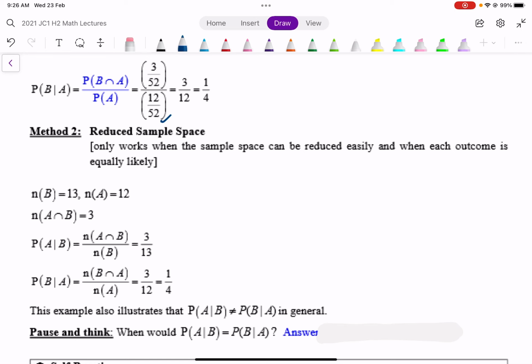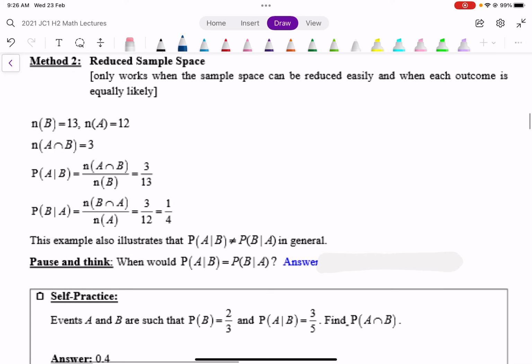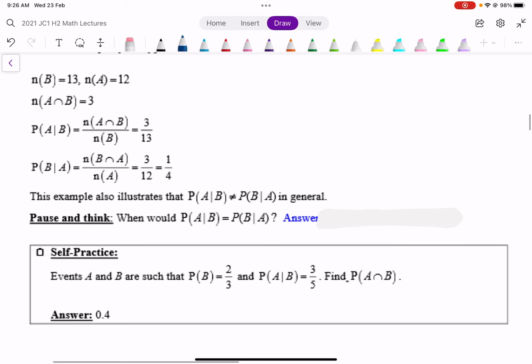Okay, before we move on, let us take a look at the pause and think here. The question is, when will the probability of A given B and the probability of B given A be equal? Because normally they are not equal. If you look at the two values you have found here, one is 3 over 13, the other one is 1/4. Clearly they are not the same. So when do you think these two values will be the same?